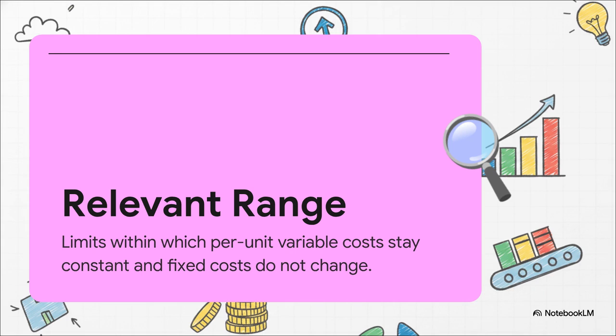If you suddenly land an order for 1 million extra units, you might have to rent a whole second factory. Boom, your total fixed costs just jump to a new level. If you start buying materials in massive bulk, your supplier might give you a discount, altering that variable cost per unit. The rules of constants only apply as long as you're operating within your current normal boundaries, this relevant range.